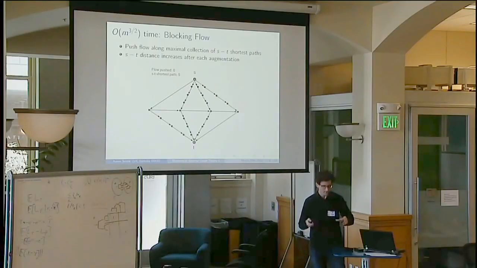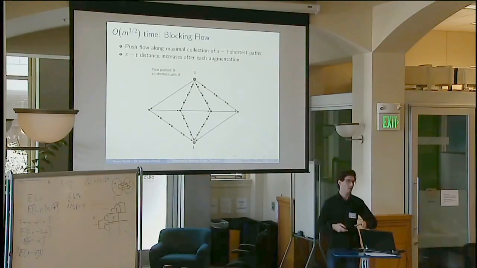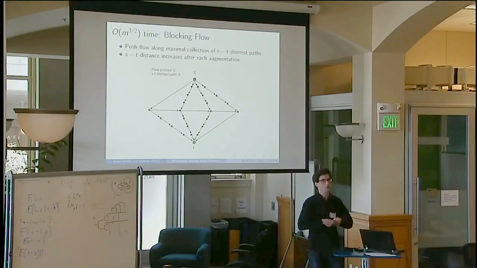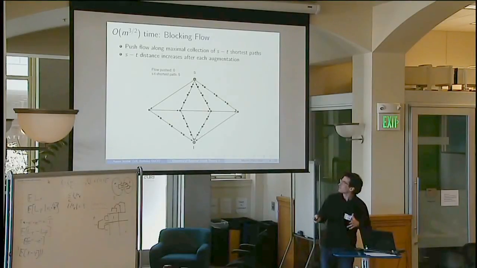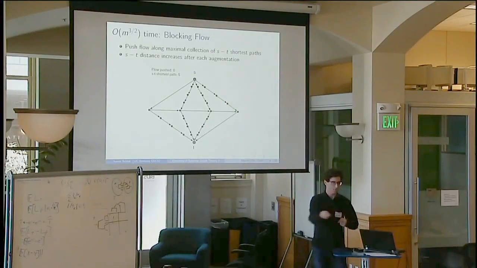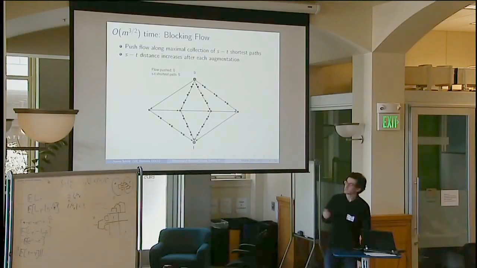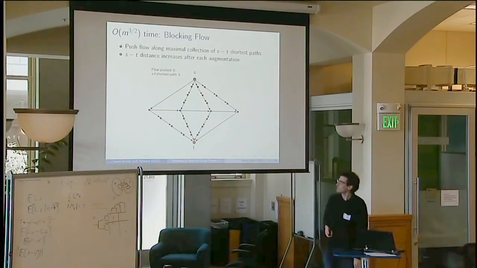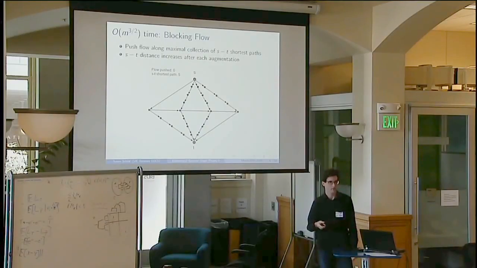Just looking at that algorithm, one thing that might seem kind of silly about it is that we're only routing flow along one path at a time. You could imagine a case where if you have a bunch of paths that don't interact, you could simultaneously push flow along all of those paths. And that's the idea behind a blocking flow. So instead of picking one path at a time, we're going to pick a whole bunch of paths. And specifically, we're going to pick a maximal collection of shortest paths from S to T.